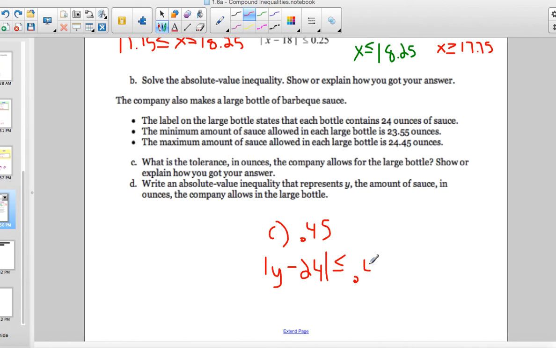And now if you weren't sure if you did it right, you could certainly go ahead and solve it and make sure that you get something that looks like this one up here that I did, but less than or equal to 24.45 and greater than or equal to 23.55. But that should have been your answer. Again, the MCAS kind of gives you a hint at what the answer should look like in the above section.